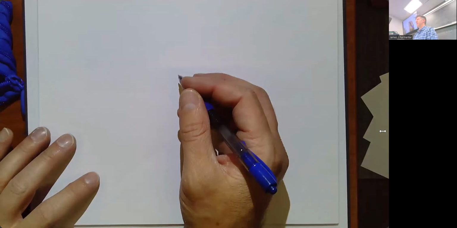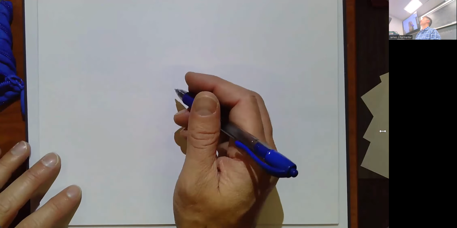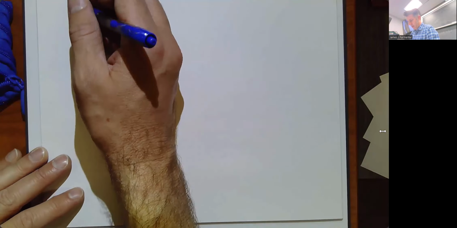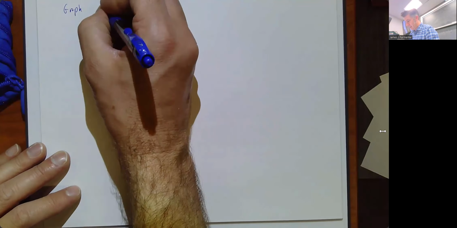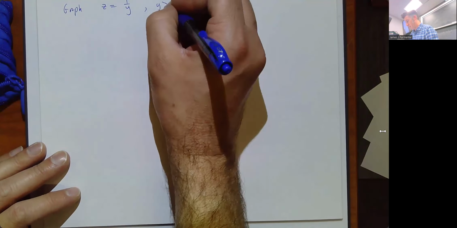Yeah, in fact, let's do one more. Let's graph, ooh boy, geez, James, you really want to do that to yourself? No, I really don't. Let's graph this. Yeah, fine. Let's graph z equal to 1 over y with the condition that y is greater than 0.